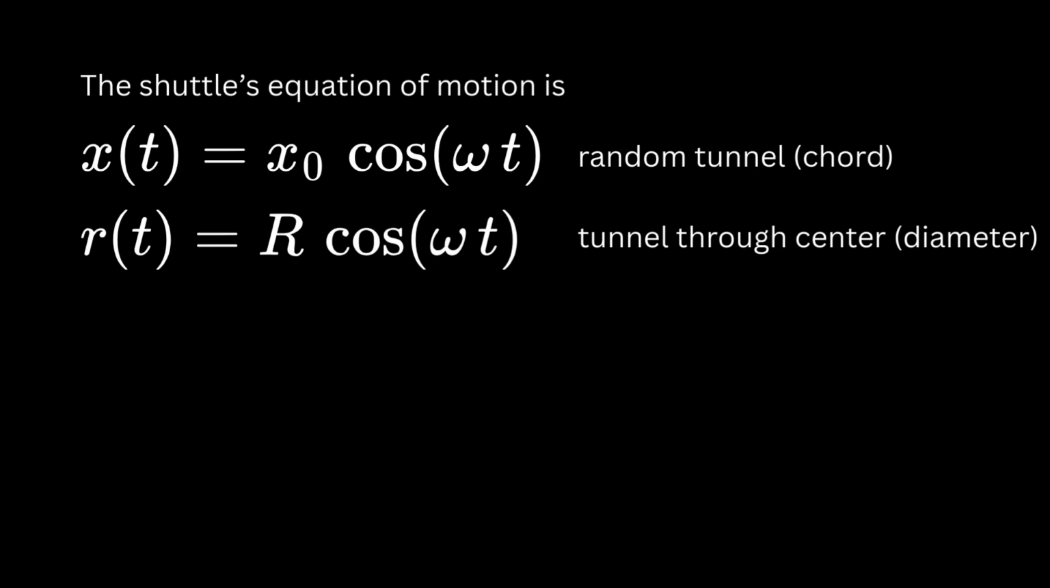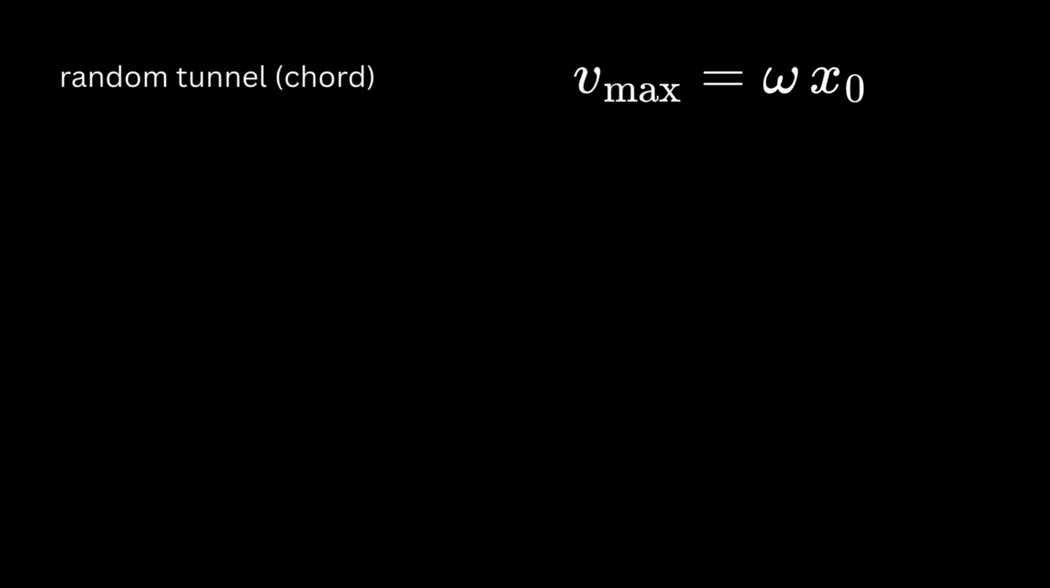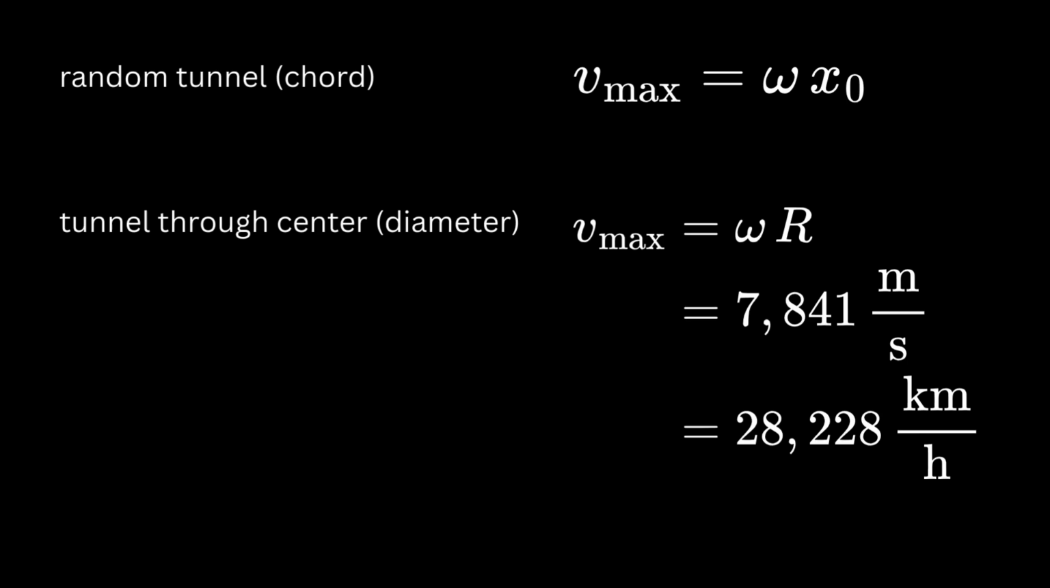The shuttle, being a simple harmonic oscillator, has velocity which also changes as a simple harmonic oscillator with amplitude the angular frequency times the oscillation amplitude. At the middle of the trip, the shuttle has its highest speed. For a trip through the center, this is 7,841 meters per second or 28,228 kilometers per hour. This is a crazy fast speed.